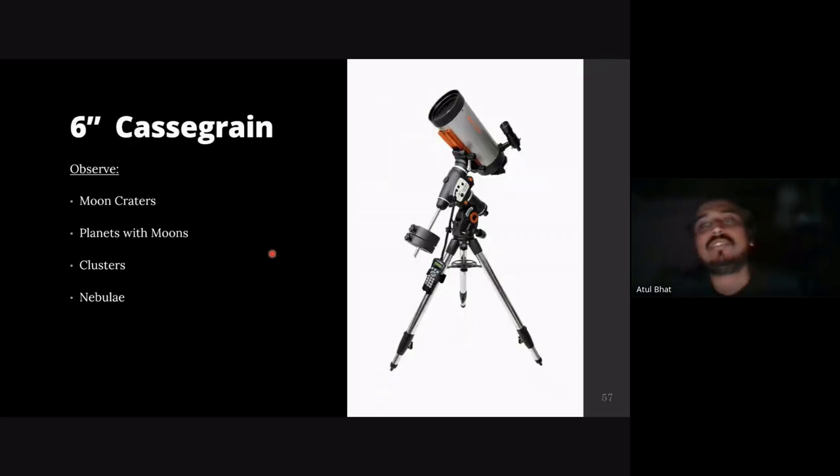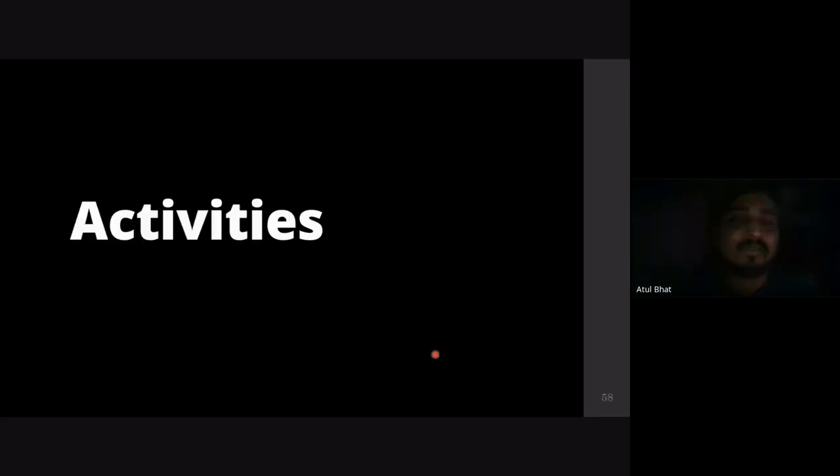The best telescope that you can buy for an astronomy club is a Cassegrain telescope, typically 6 inches. Let me tell you that a 6-inch Cassegrain is better than an 8-inch or a 10-inch reflector. So a Cassegrain telescope is much better, but it is the most advanced and the most expensive. A Cassegrain of such kind would cost easily between 4 to 10 lakhs. So depending on the budget, these telescopes can be bought.